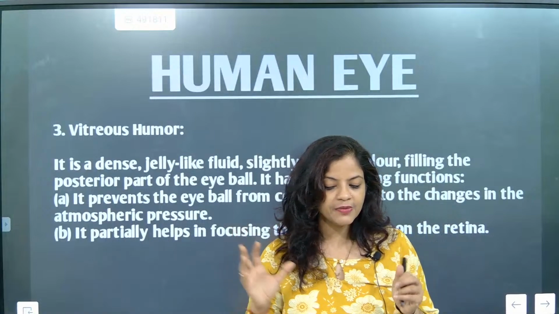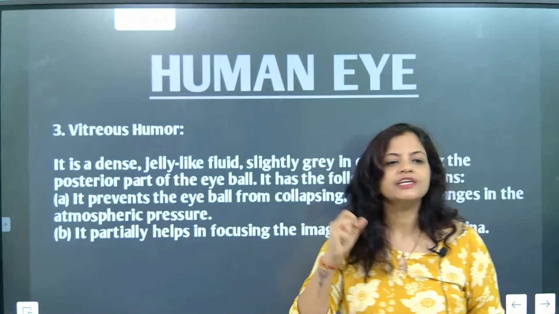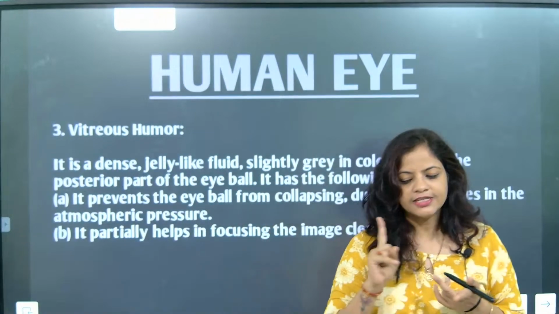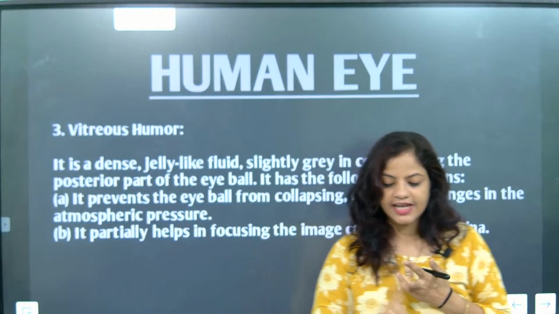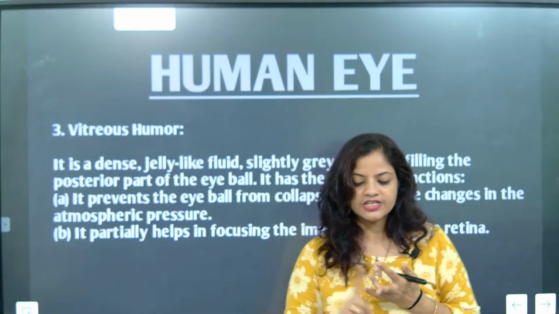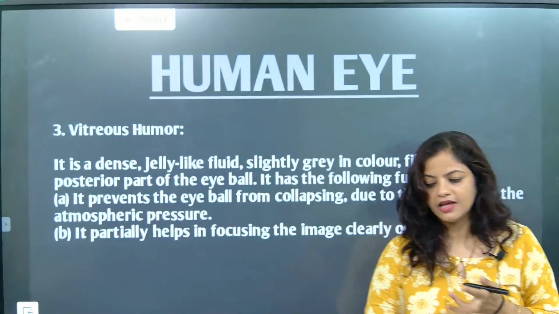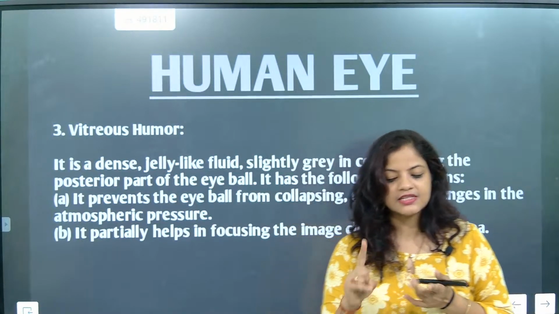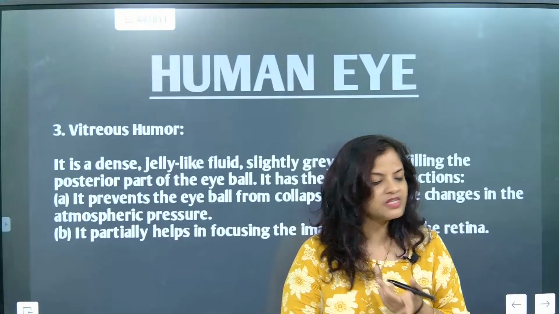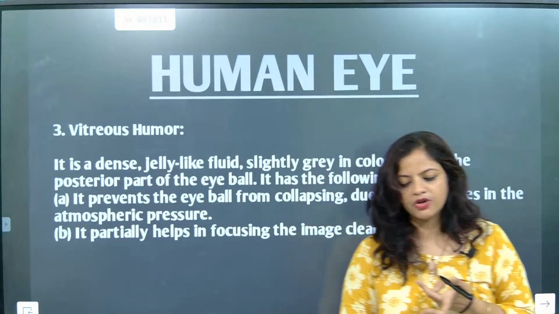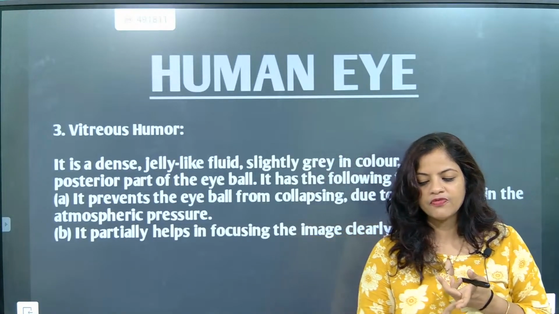What are the qualities the vitreous humor is having? First, it is keeping shape. So this fluid is jelly-like. Second, it is dense. Absolutely correct. It is jelly-like, dense, and slightly gray in color, and it is present where, beta? Posterior part of the eyeball.